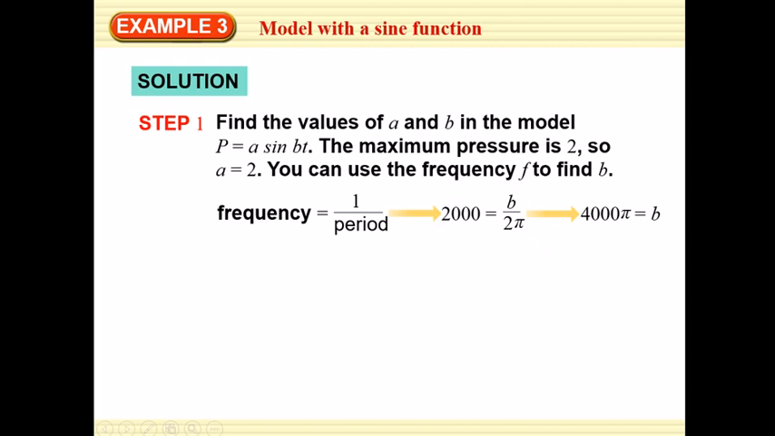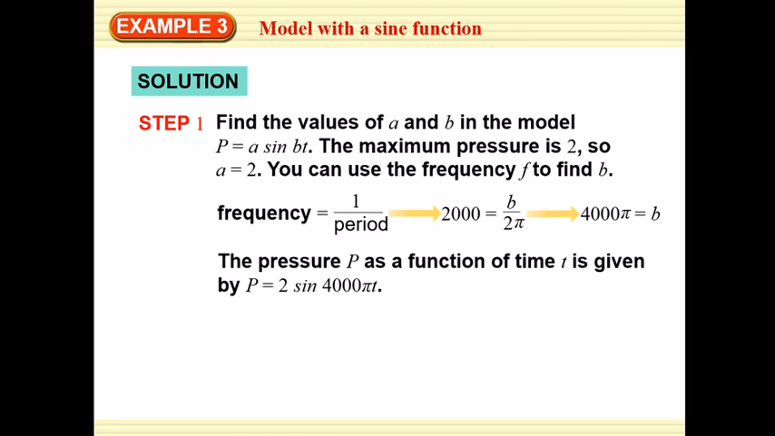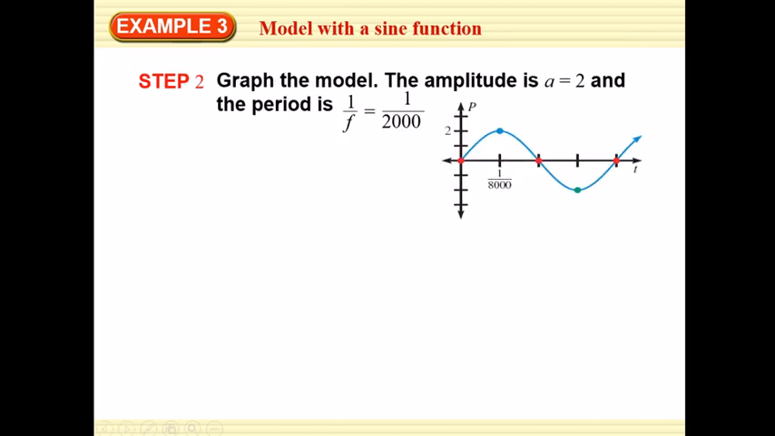Another way you could set it up is 1 over 2000, 1 over the frequency, equals 2 pi over b, where you can cross multiply, and in either case you get 4000 pi equals b. So that is what b should equal. Substituting in those two values, you get p equals 2 times the sine of 4000 pi t. And you create this picture.